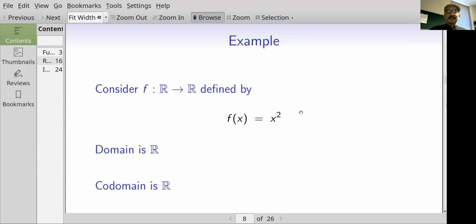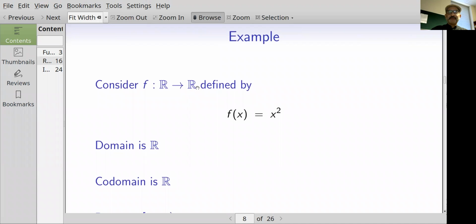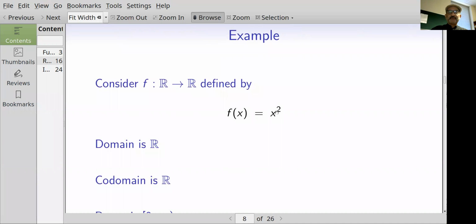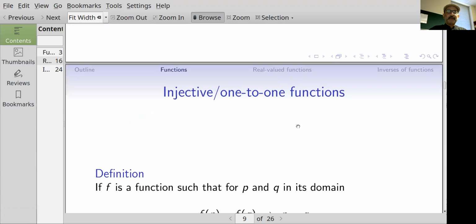Okay, so here's an example. F is mapping reals to reals, and it's defined by f of x equals x squared. So the domain is the real numbers, the codomain is the real numbers, and the range is all the real numbers from 0 to infinity. So all of the non-negative reals, that's the range, which is a subset of the codomain.